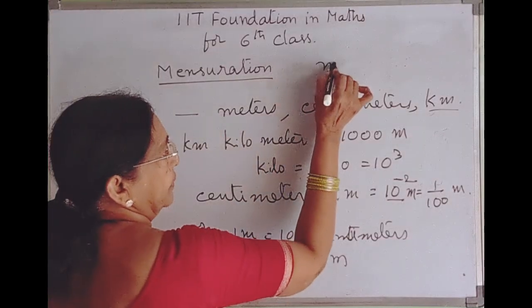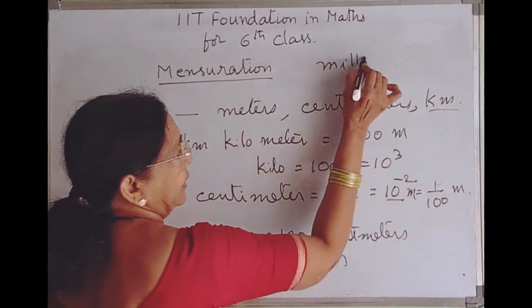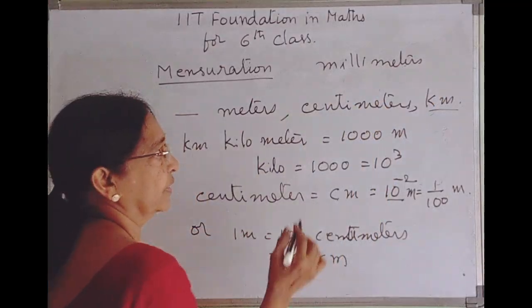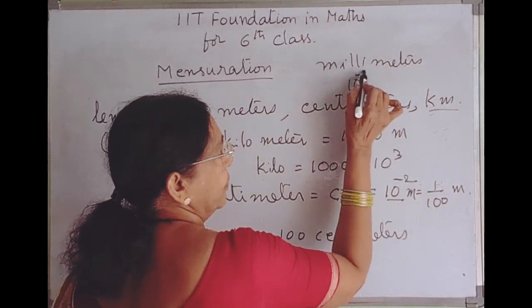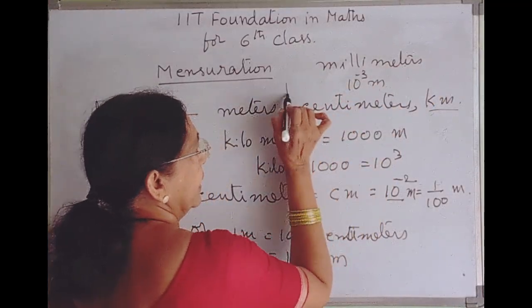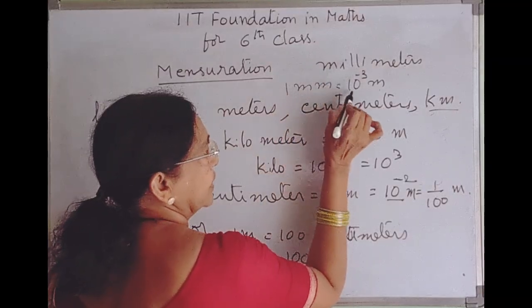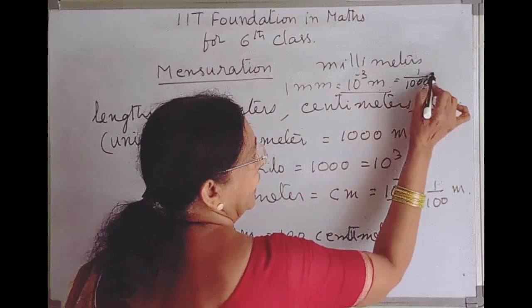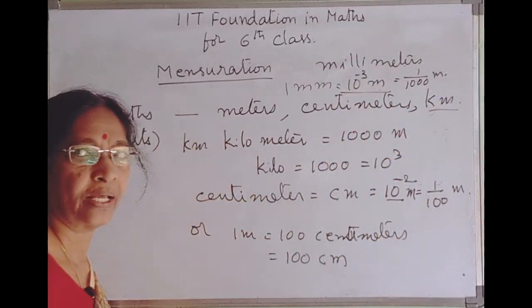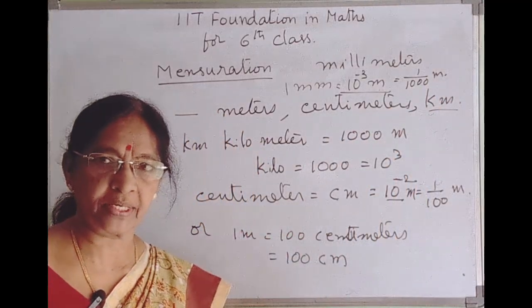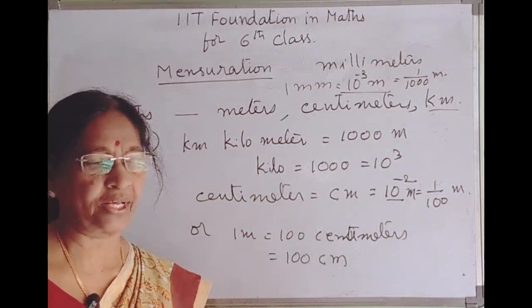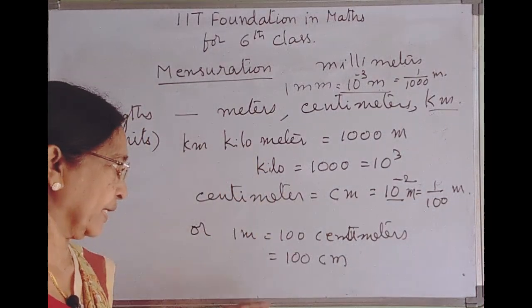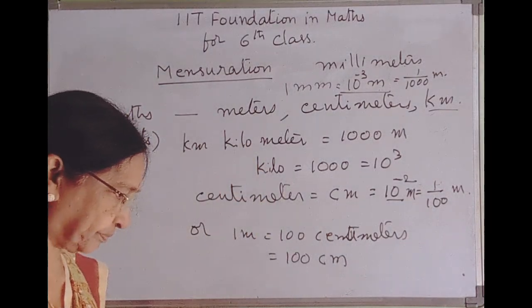Similarly, there are millimeters. Millimeter is a very small unit of length. Milli means 10 to the power of minus 3. So 1 millimeter is 10 to the power of minus 3 meter, that is 1,000th of a meter. Like that, there are so many smaller and bigger units of length. These are the main units of length and the relation between them.